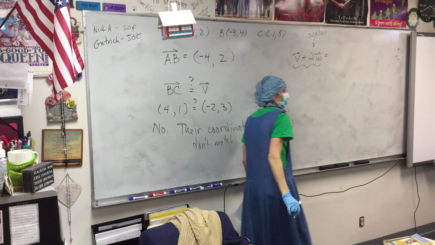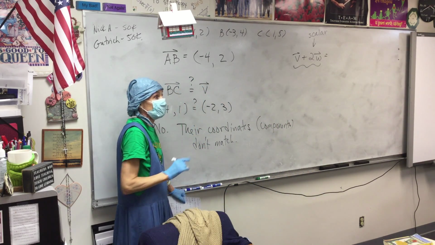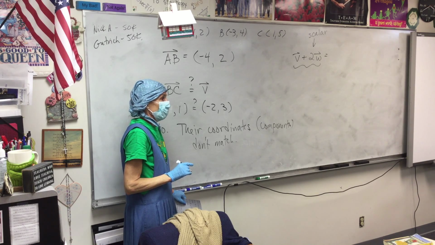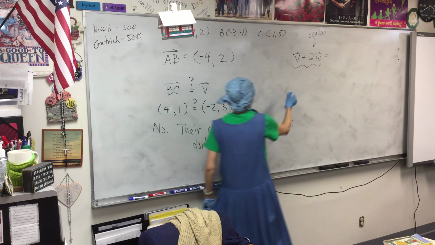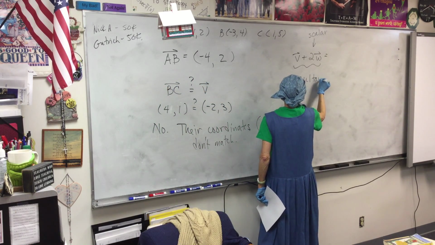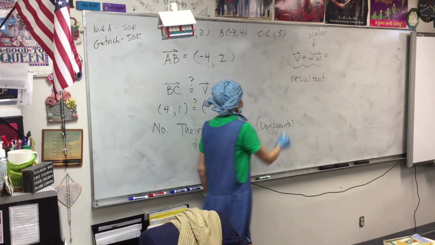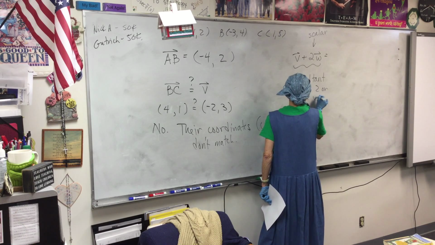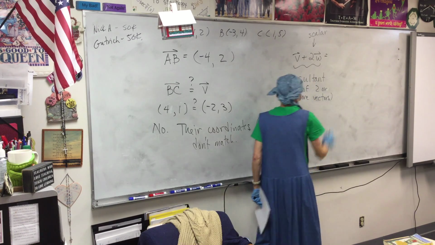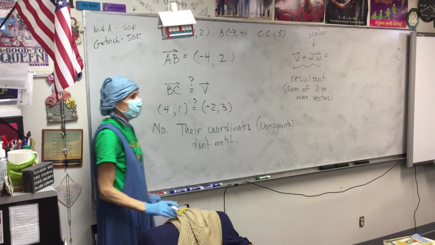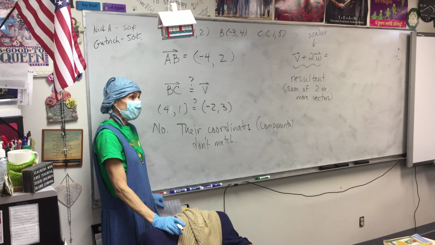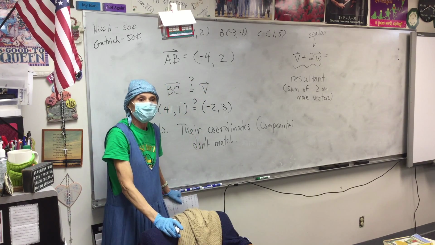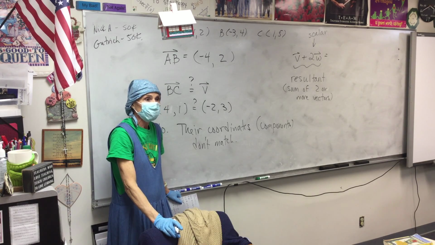Anybody remember what we call it when we add 2 vectors together? This is going to be an addition problem. When I add them together, anybody know what we call that? It's called the resultant. The resultant is the sum of 2 or more vectors. I thought I'd given you that word, but maybe I didn't. So anytime somebody says, do you find the resultant? What they mean is find the sum. Okay?